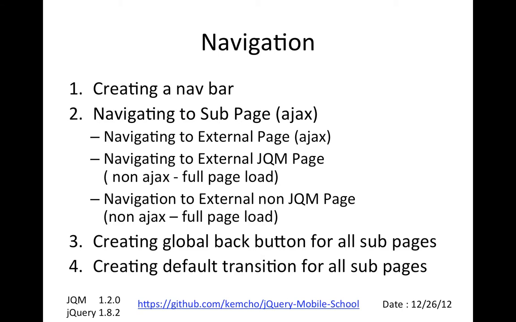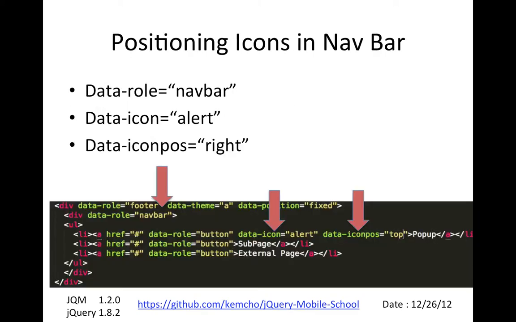So there are maybe 4 main parts. First is how you create a navigation bar, and then how you navigate between different pages. Those pages could be internal to your app. Those pages could be external to your app. And you would want to navigate using Ajax or non-Ajax or a full load. And how do you add a back button? And how do you transition? Like, what does the behavior look like? So there are 4 main parts when you talk about navigation: how do you create a nav bar, different kinds of pages, back button, and transition. So we'll cover each one of them.